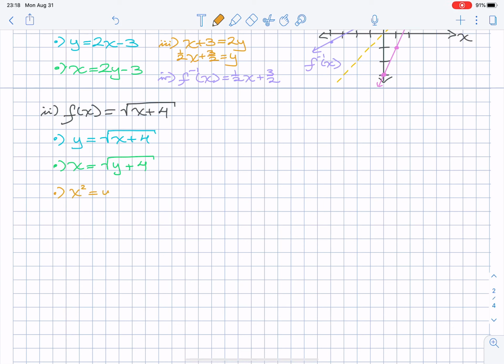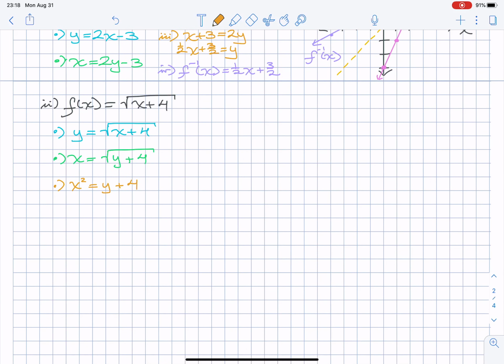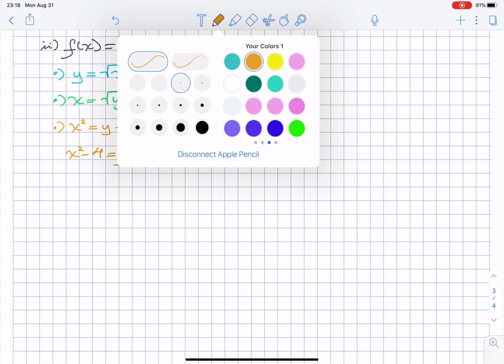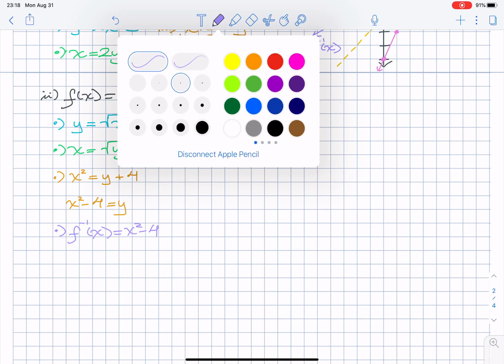And here is where the issue is, because a squared function is not one-to-one. It's parabolic, so we have to restrict ourselves to a portion of the graph that is one-to-one. And we will look at that in a moment. So x squared minus 4 is y. So I claim that our function f inverse of x is going to be x squared minus 4 on a restricted domain. So we're going to have to note.